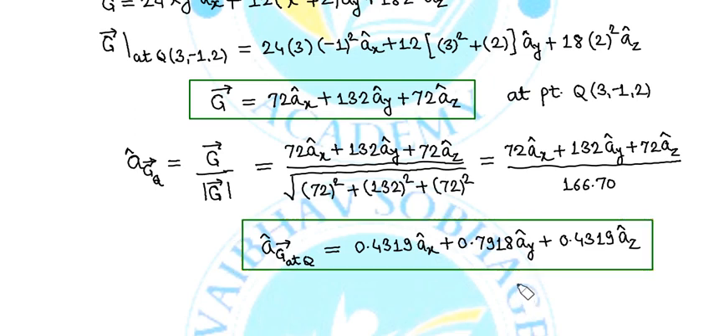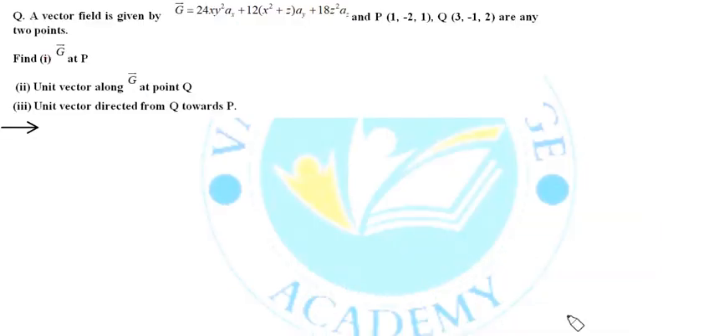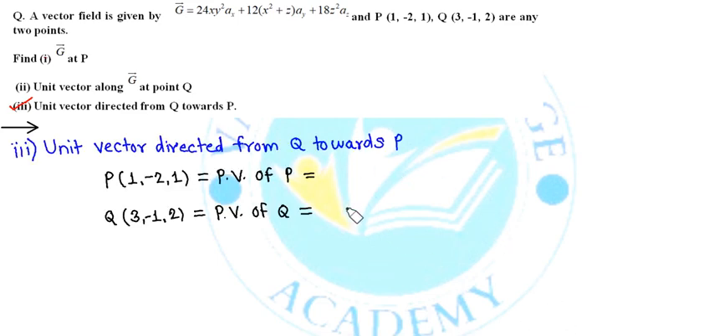Okay. So we will now move on to the third part of the numerical. In the third part, we have to find the unit vector directed from point Q towards point P. This is very simple if you have solved the previous examples. So again, we are going to rewrite what is to be found. In order to find the unit vector directed from point Q towards point P, we have to write the respective position vectors for point P and point Q. We are given the coordinates of point P as 1, -2 and 1.